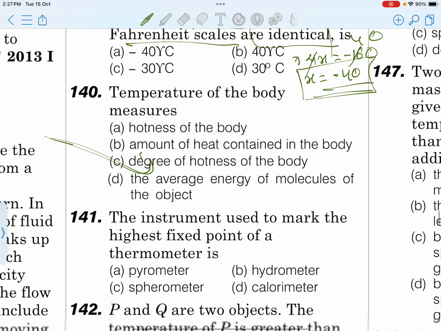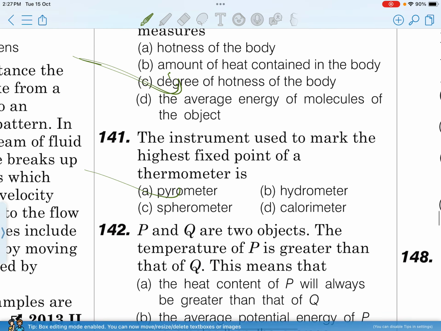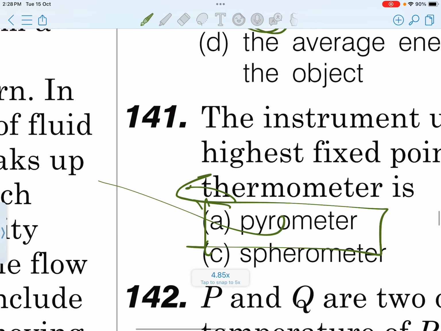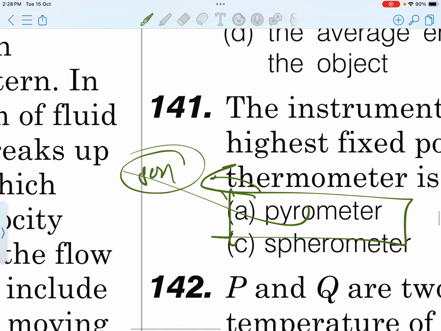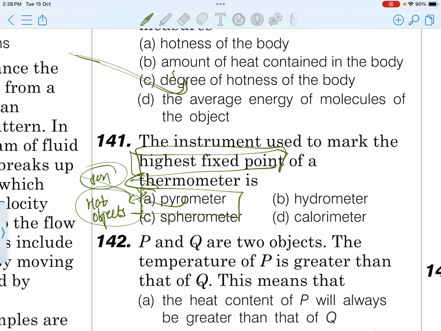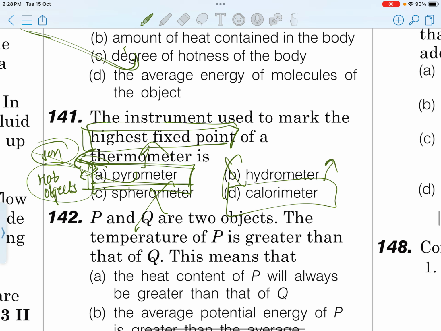Temperature measurement depends on the degree of hotness, we already discussed it. The instrument for the highest temperature is a pyrometer. What is a pyrometer? It is actually used to measure the temperature of the sun, that is, of hot objects. So the question says highest fixed point. Since a pyrometer is used to measure the temperature of hot objects like the sun, definitely it should have the highest fixed point. We don't know what a spirometer and a hygrometer are, but we know a calorimeter is used to measure heat.